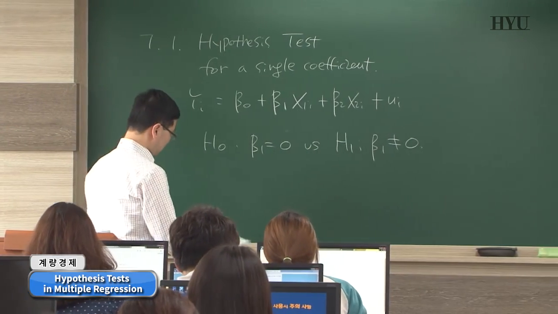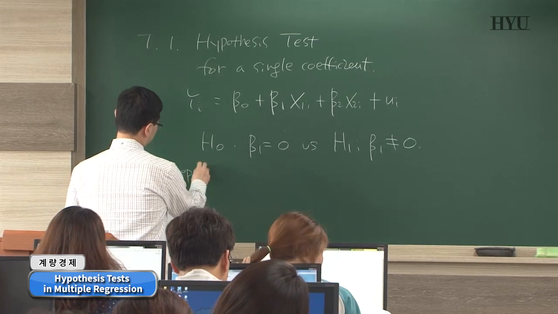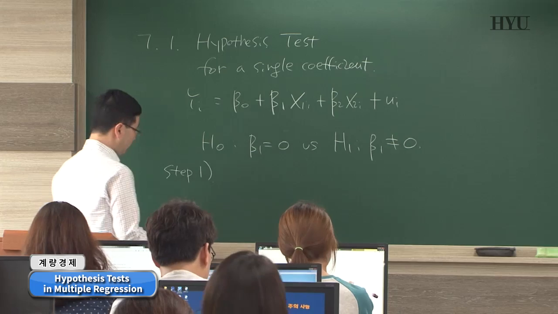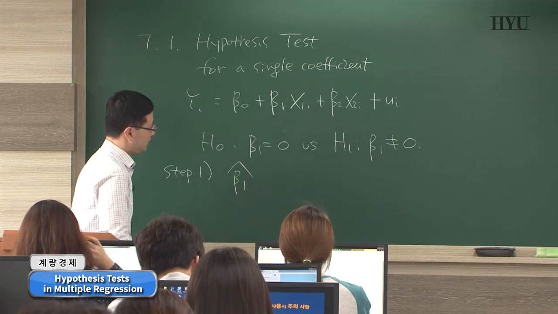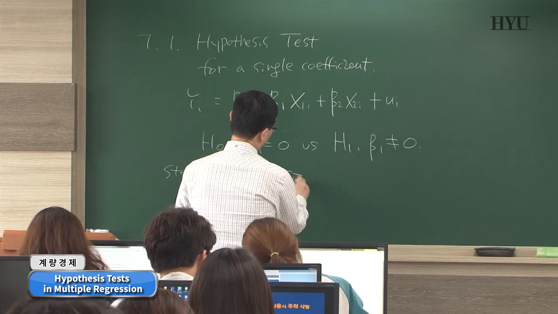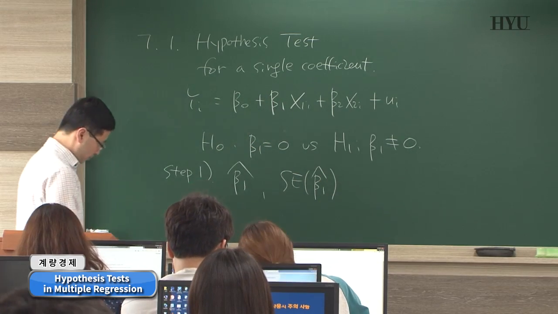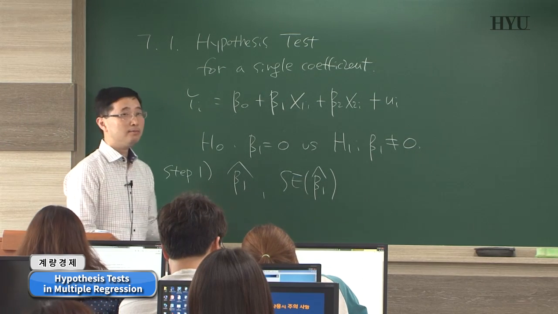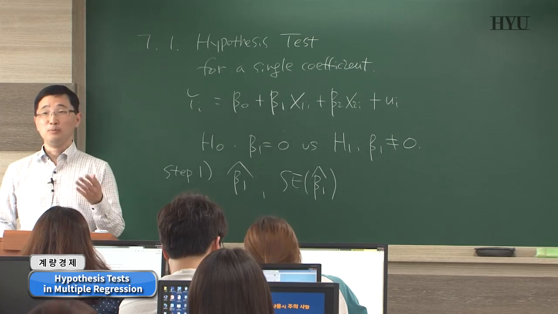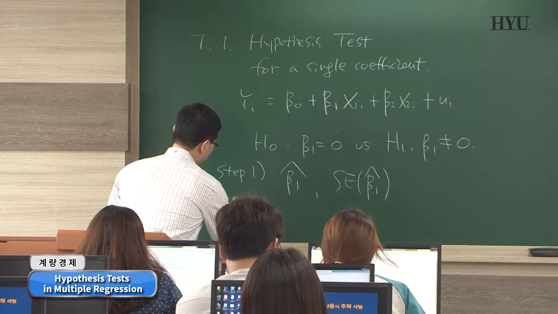So how to do a test? We have the same 4 steps, right? We first want to calculate beta 1 hat. We also calculate the standard error of the beta 1 hat. Right? So how do you do that? R produces the outcome. Beta hat, standard errors are there.